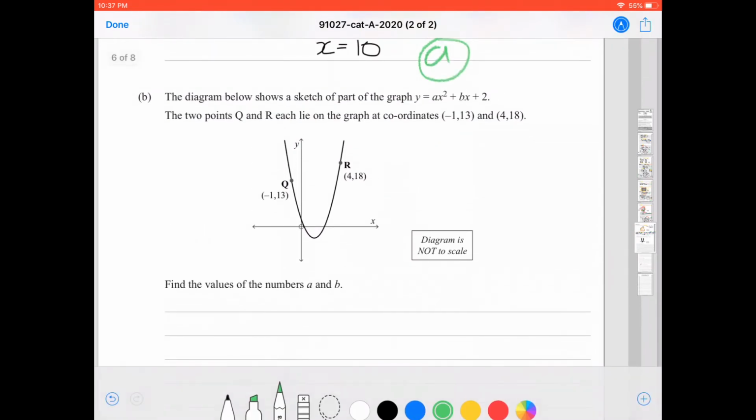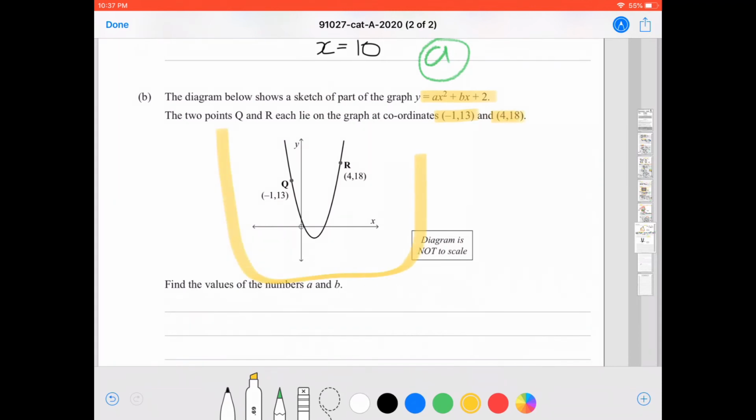Okay, moving on to question 3b. The diagram below shows a sketch of part of the graph y equals ax squared plus bx plus 2. The 2 points Q and R each lie on the graph at coordinates negative 1, 13 and 4, 18. And we can see that in this diagram here. Find the values of the numbers a and b.